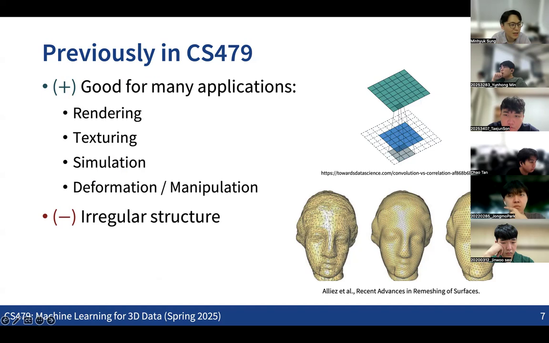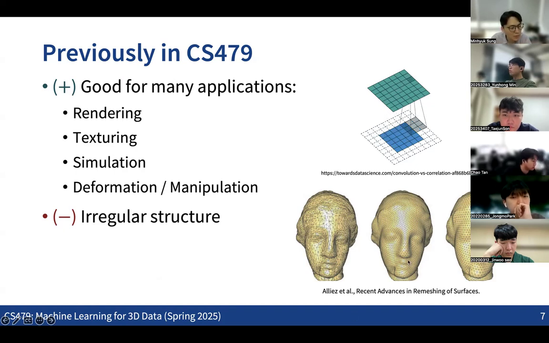And also for many kinds of manipulation and deformation of 3D surfaces, having this kind of mesh representation can be really good. The downside of the mesh representation is that we basically have irregular structures of the connectivity of the vertices, which is quite different from the typical lattice structure we have seen for the voxel case.